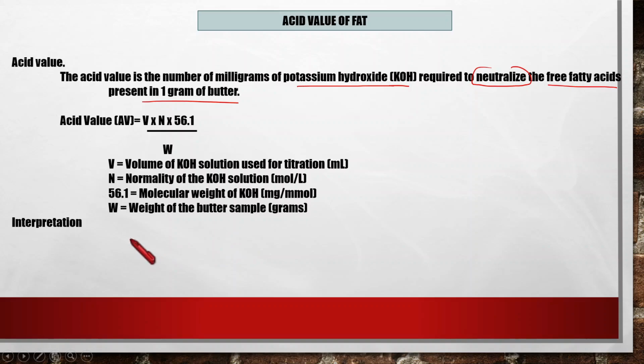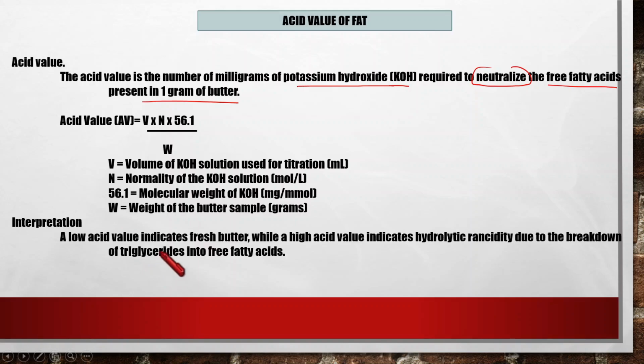As we get a value finally, based on that value, how can we interpret the quality of the butter? A low acid value, meaning less than 1, indicates the butter is fresh. As the value goes up and crosses 1, it indicates that it is getting rancid. It starts to become rancid, start to become spoiled.